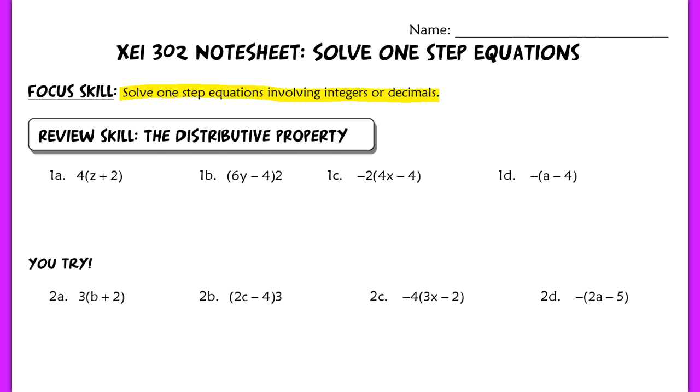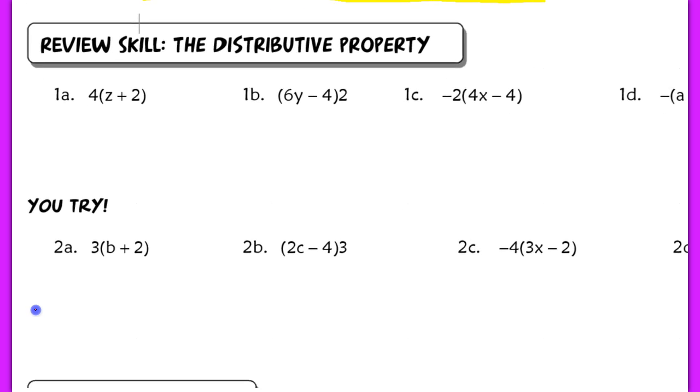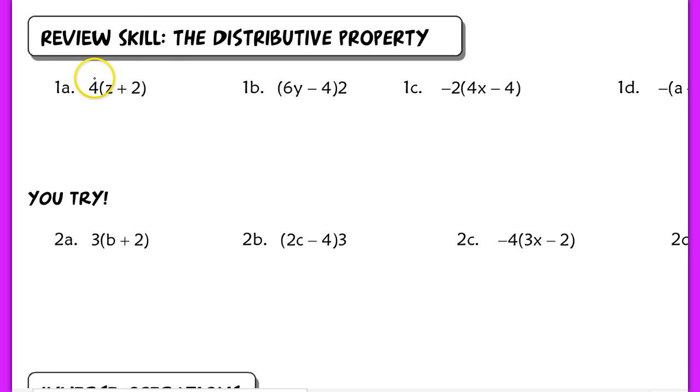So let's start with 1a here. When we see this 4 outside of the parentheses, we want to distribute this 4 to both terms. So we're going to take 4 times z, which would give us 4z. Then we take the product of 4 and 2. So 4 times 2 gives me 8. I like to show these little arrows. I call them rainbows sometimes, just to draw those in so I remember I'm doing both of these terms. So my final answer actually is 4z plus 8.